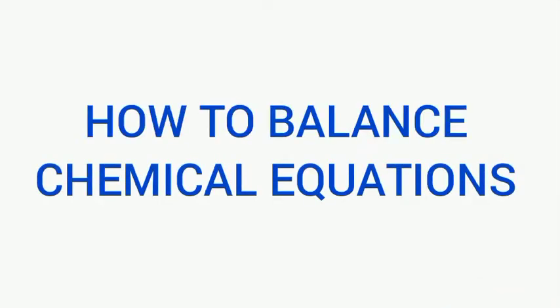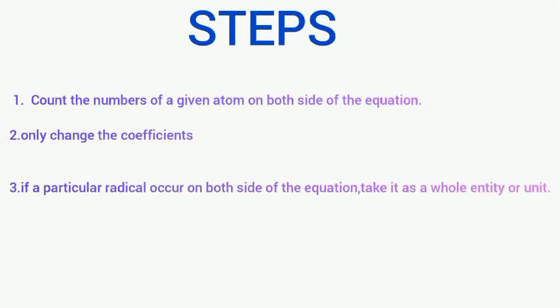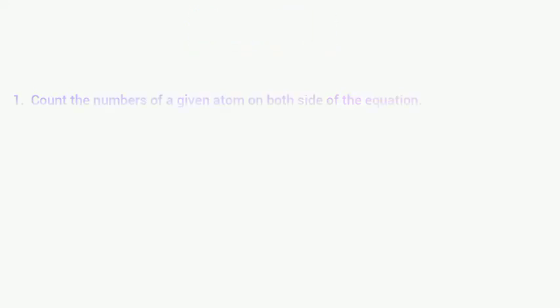Hello viewers, in today's video we're going to be talking about how to balance chemical equations. We're going to be doing this in 3 steps. The first step is count the total number of a given atom on both sides of the equation. Number 2, only change the coefficient. Number 3, if you have a radical occurring on both sides of the equation, take them as a single unit on both sides of the equation. So now, let's dive right into it.